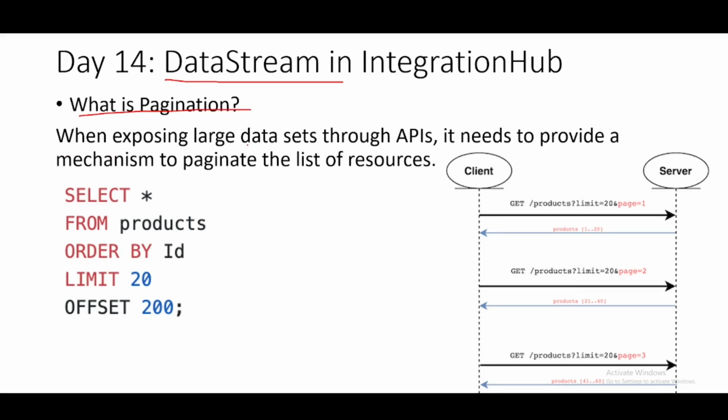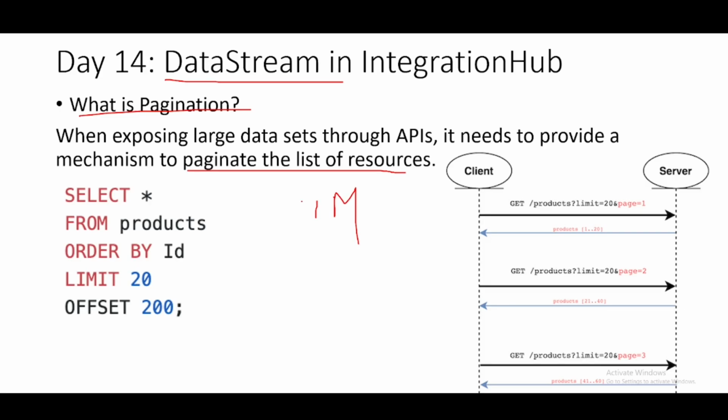When exposing a large data set through an API, it needs to provide a mechanism to paginate the list of resources. Let's say that you are getting 1 million records from a server. What will happen when getting this 1 million records? It might happen that the system times out. So because of this huge data, we recommend using the pagination method.